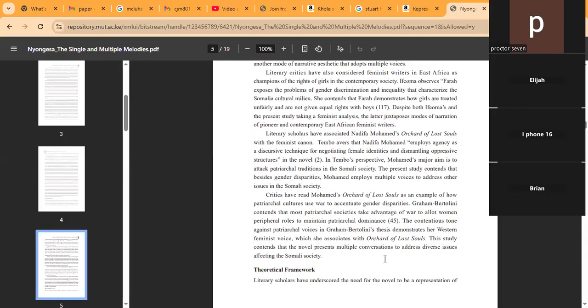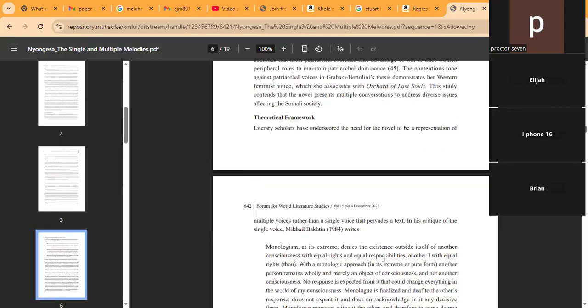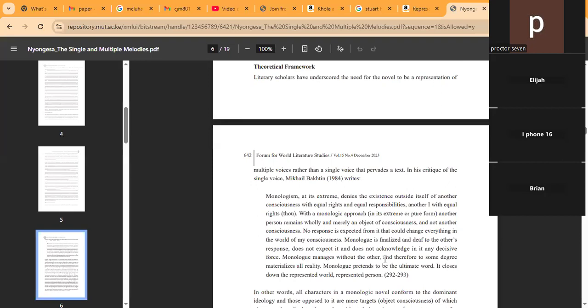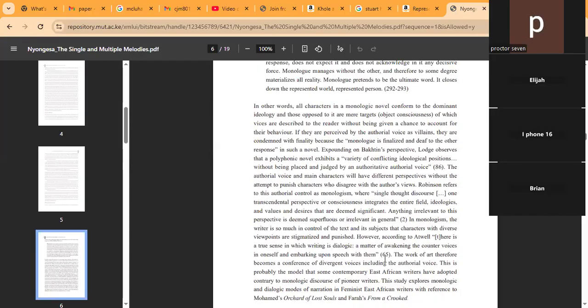Then theoretical framework. Theory is very important. Even you people in the natural sciences, you must tell us the theory you are going to use in analyzing your data. And that's what we call theoretical review, of course. And here we can see monologism and all that.